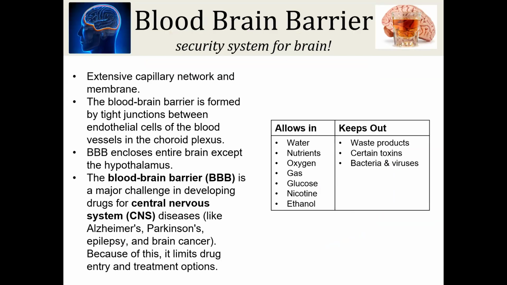All right, the blood-brain barrier we talked about a little bit in chapter 11 when we talked about our glial cells. And remember, it's our astrocytes that are responsible for forming this. Capillaries are the smallest vessels. This is where we actually exchange material. So it's the capillary network plus our astrocytes on top of these capillaries that form really tight junctions and allow us to make this barrier, or security system, for the brain. The blood-brain barrier encloses all parts of the brain except for the hypothalamus.